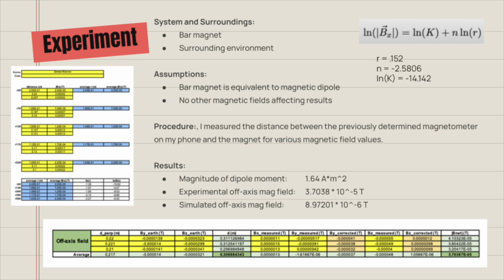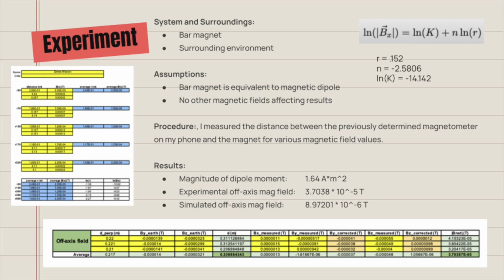For my procedure, I measured the distance between the previously determined location of the magnetometer on my phone and the magnet for various magnetic field values. I tracked my values in the spreadsheet shown and pulled the values for R, N, and the natural log of K from my findings. I then used those values in the original equations given to solve for mu, the magnetic dipole moment.